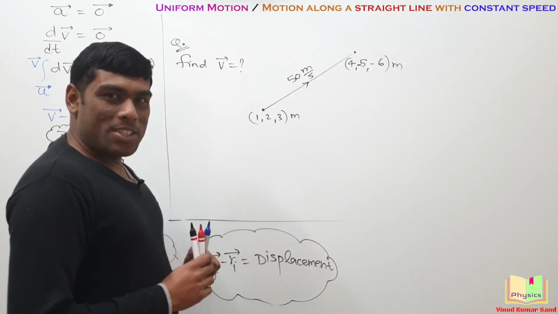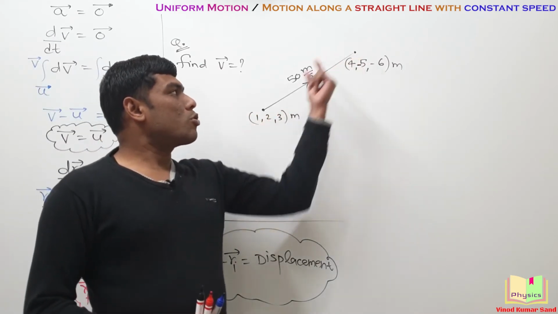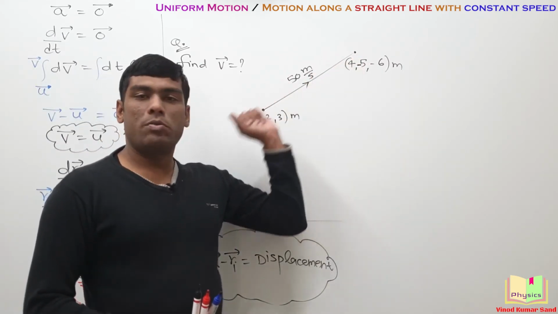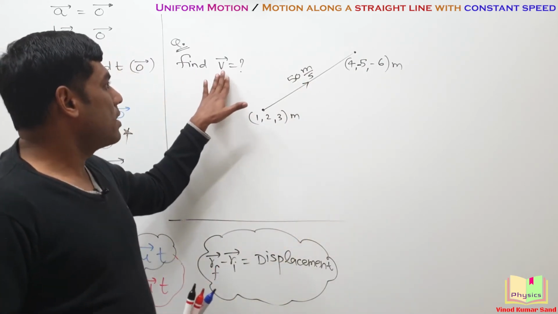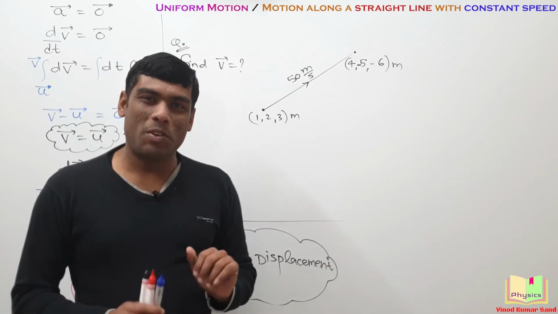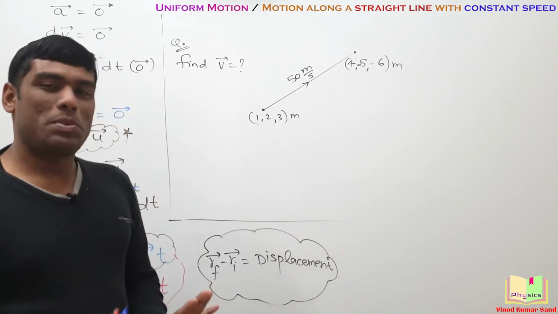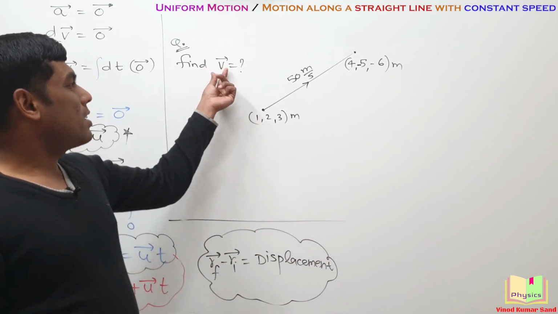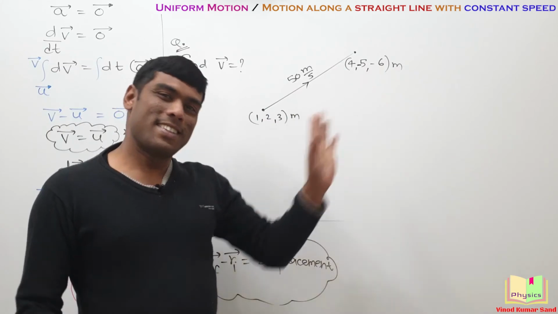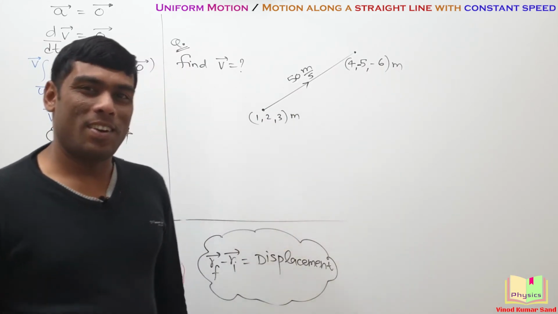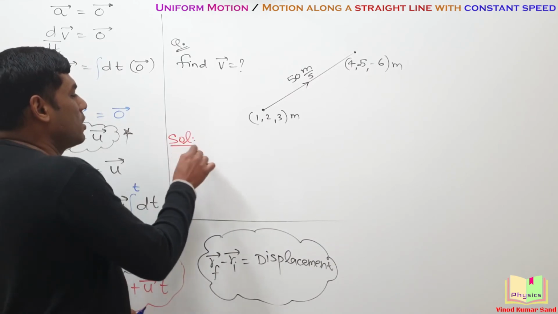Here is the last question of this video. A particle is moving along a straight line with the constant speed 50 meter per second as shown, and we need to express its velocity in vector form. If you wish, you may pause here and give it a try. Question is pretty simple. Velocity in vector form requires the magnitude as well as the direction, and everything is visible on the board. Okay, I'm starting the solution here.